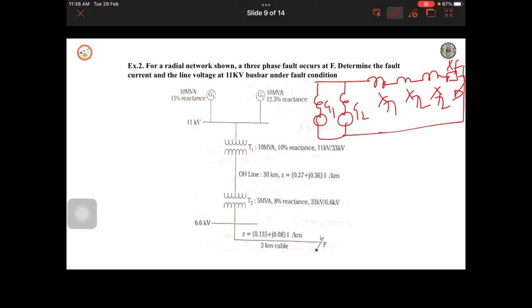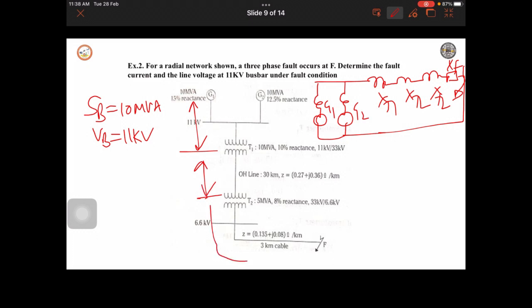We have to choose the base values on the generator side. So, let us take SB as 10 MVA on the generator side, VB as 11 kV. This power system will have different parts: from here to here one part, second part, and all these are the third part. Base value here is 11 kV which we have taken. Here the base value is required to find, and here also. From the previous problems you can find the base voltages on the transmission line side. It comes to 33 kV after calculation, and here it comes to 6.6 kV.